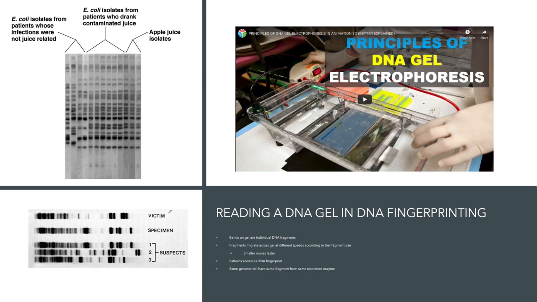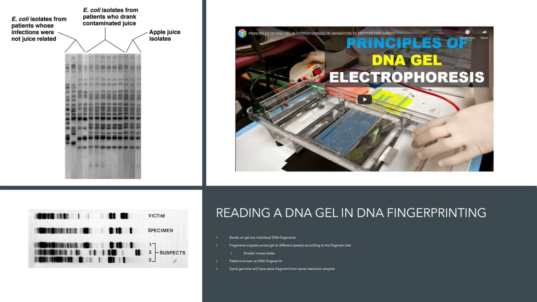The specimen that was found at the crime scene was cut with the same set of restriction enzymes. The victim is there as a control, to make sure that the DNA found at the crime scene that they're testing is not the victim's. So you can see where all these bands are. The victim does not contain this band here. The victim does not contain these bands here. And there are a lot of differences between the specimen at the crime scene and the actual victim's DNA. So we now know that it's not the victim's.